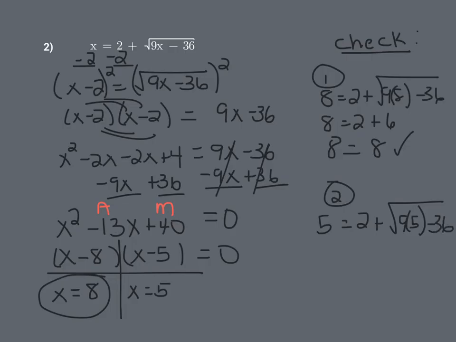Okay, so I'm going to bring down my 5 and my equals 2 plus. All right, so under the radical, 9 times 5 is 45, and 45 minus 36 is 9. So we have the square root of 9, which is 3. And since 2 plus 3 is 5, this one checks as well. So this time we have 2 solutions.